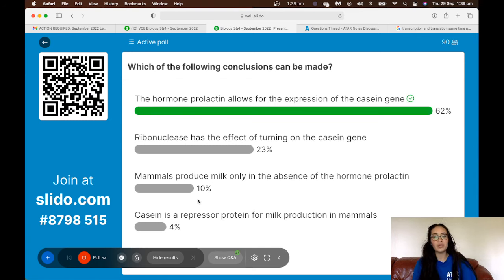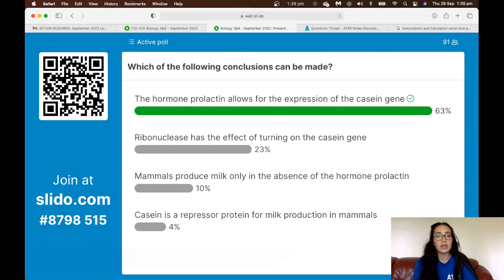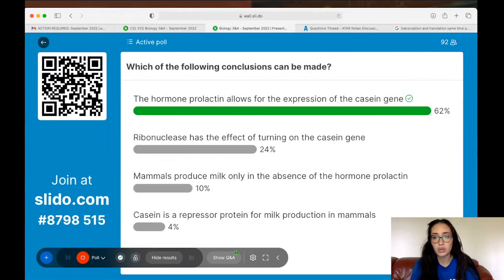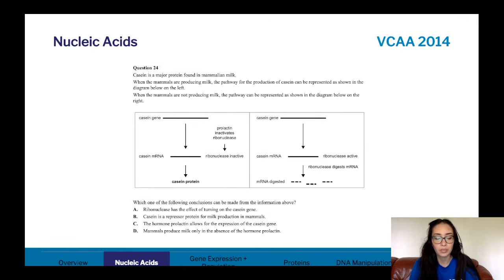Cool. Good job, guys. The majority of you got that right. So the hormone prolactin allows for the expression of the casein gene. So we're just going to walk through this. We can see here we've got the casein gene. We've got casein mRNA. The mRNA is just chilling here and it gets translated into the protein. Here we've got prolactin. So prolactin inactivates ribonuclease. What does ribonuclease do? We don't really know yet. But if we look at this panel, we can see that ribonuclease is active because prolactin's not working. And so ribonuclease actually digests the mRNA and chops it up. So as we can see, we've got the mRNA being digested and no casein protein being made.